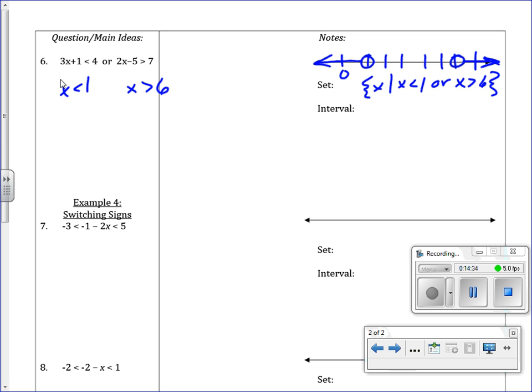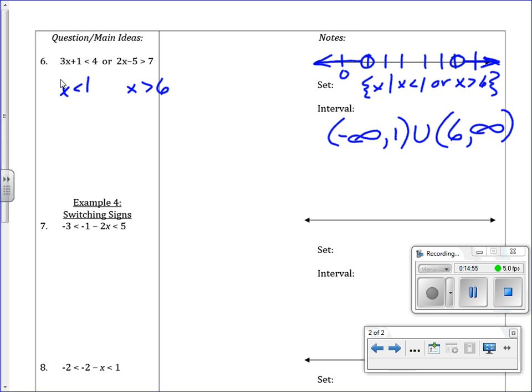For my interval, it would be negative infinity. That's not infinity. Negative infinity, comma 1, union with 6, comma infinity.